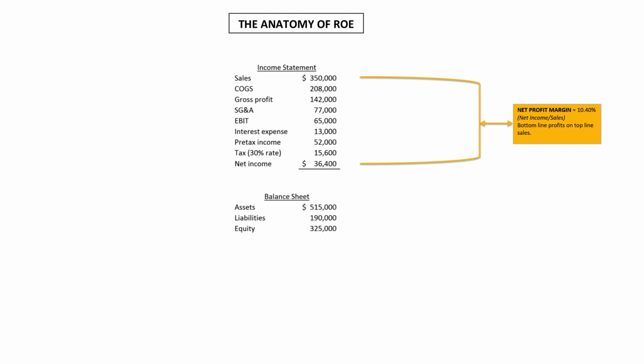Okay, guys, now if we take a look at the anatomy of return on equity, obviously we're going to need both our income statement and our balance sheet. One of the key components, obviously, now we could take our net income and just divide it by our equity to get our return on equity. So if we took our net income, $36,400, divided by the 325, that'll get you a return on equity, but we want the drivers.